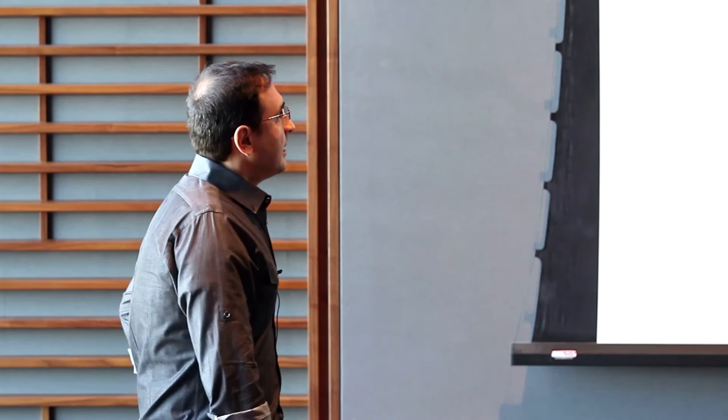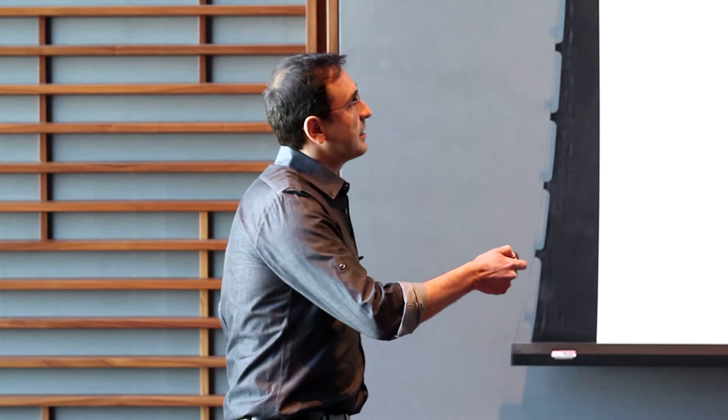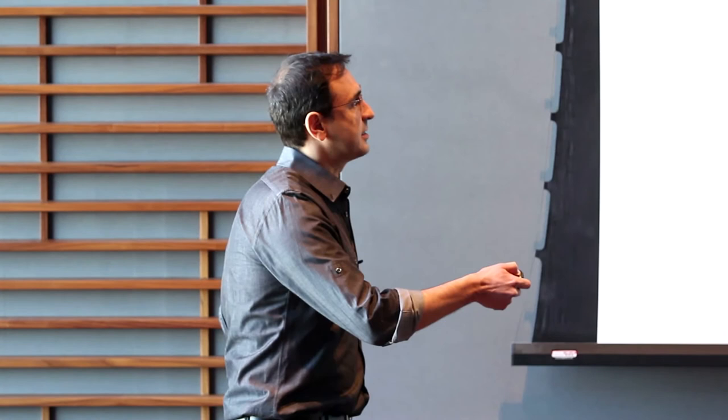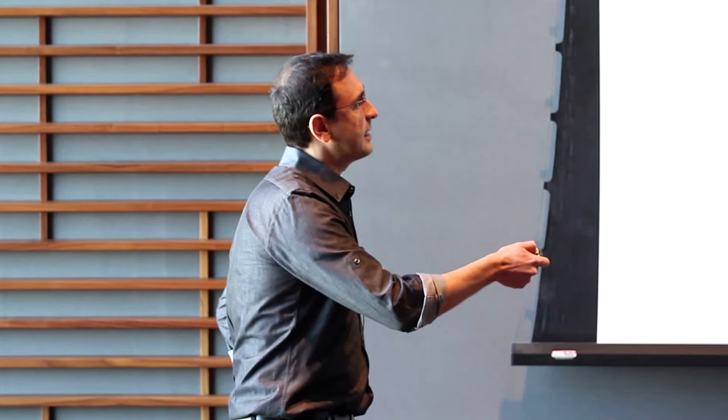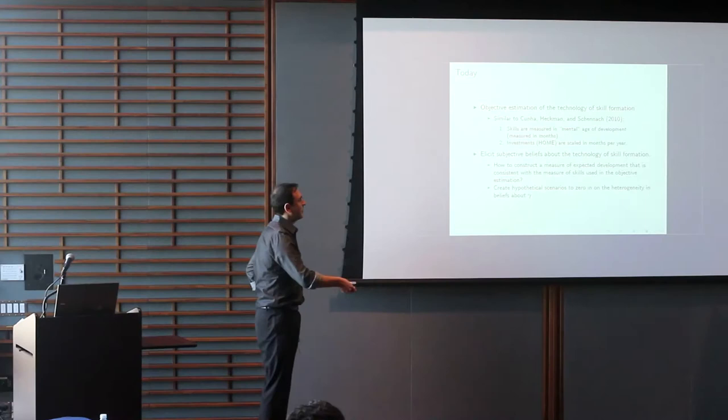So what I'm going to show to you today, I'm going to skip through the first part, which is going to be the objective estimation of the technology of skill formation. It's basically applying just what we did with Heckman and Cunha. Two differences, though. One is that in that paper we discussed a lot the issue of metric, how to come up with a cardinal measure of skills.